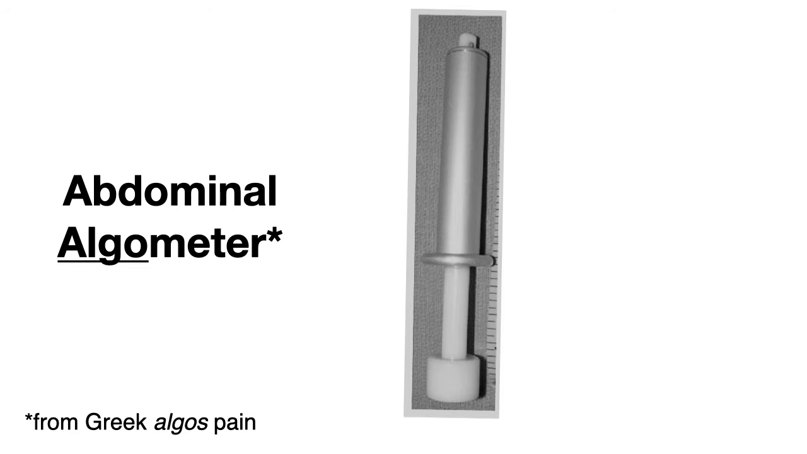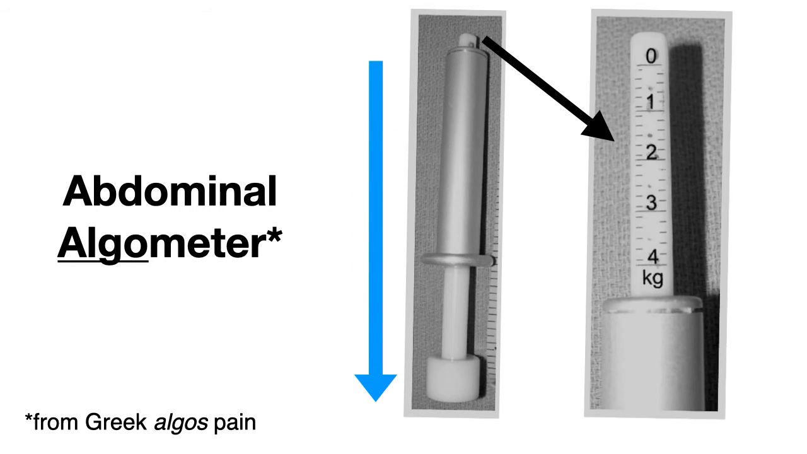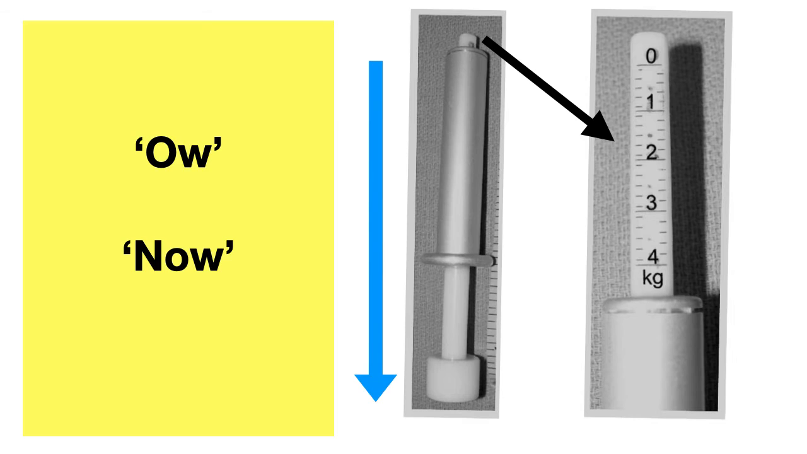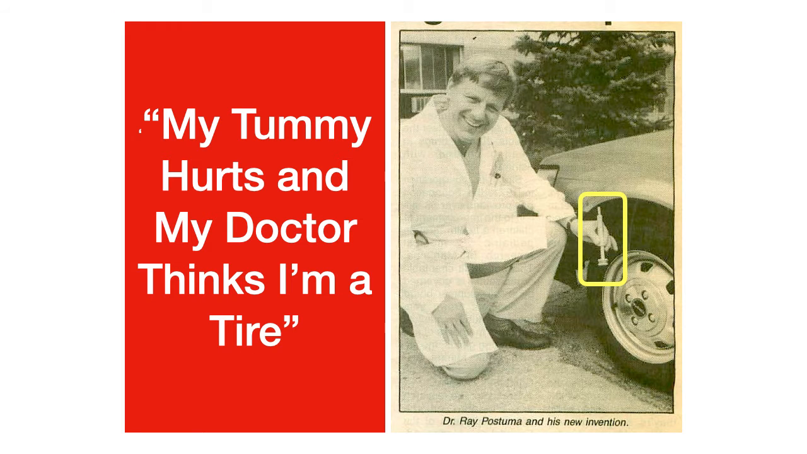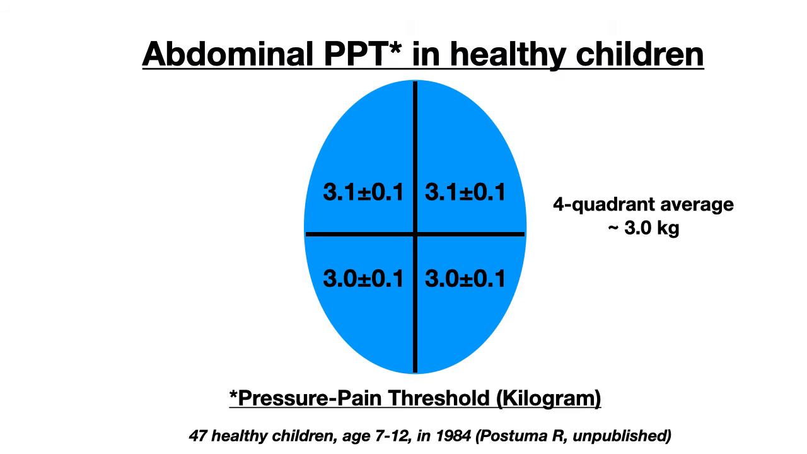A very simple device, a spring gauge device, which when pressed on the abdomen shows a scale in kilograms, and then the patient is instructed to say ow or now, and when that point is reached, we have now reached the pressure pain threshold, measured in kilograms. As one child said, "My tummy hurts and my doctor thinks I'm a tire."